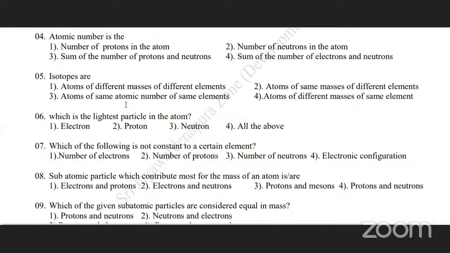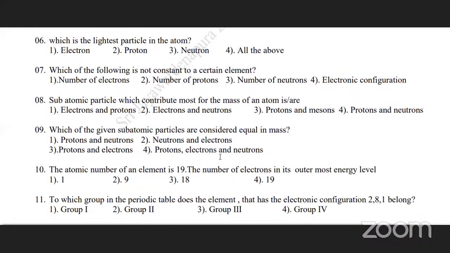Question number 6. What is the lightest particle in an atom? The answer will be electron. The lightest particle in an atom will be electron. Electron is the lightest subatomic particle. Then number 7. Which of the following is not constant to a certain element?